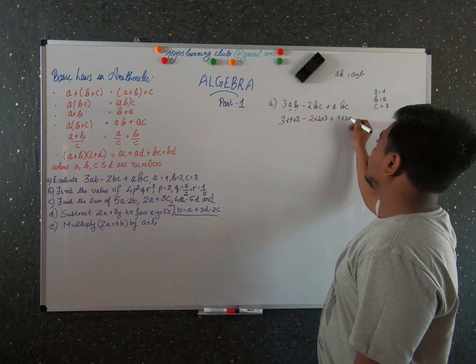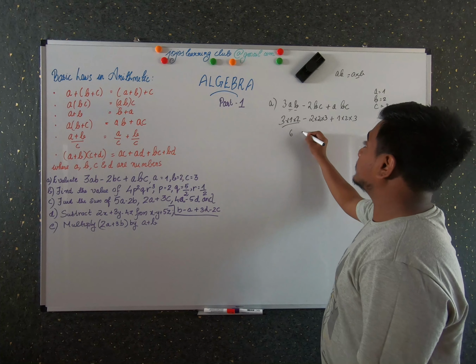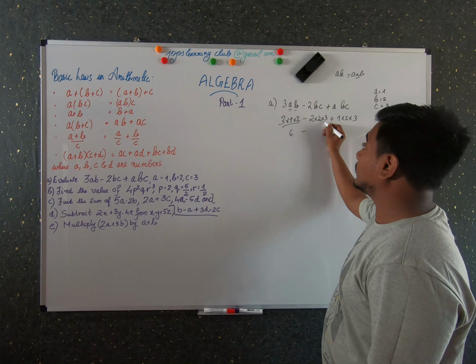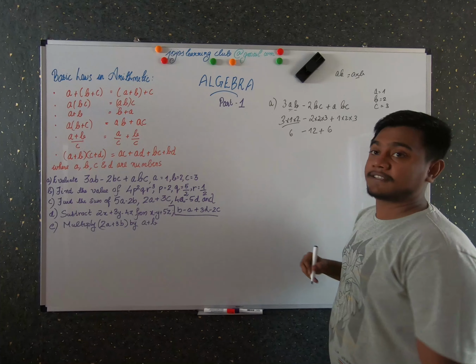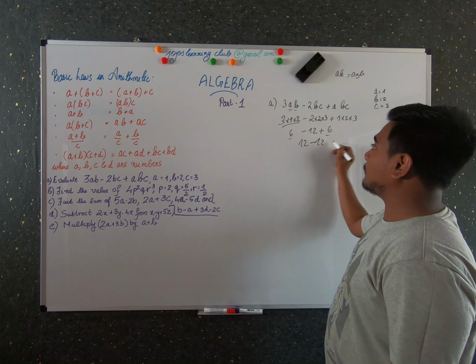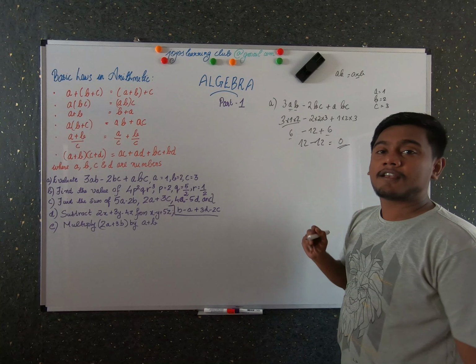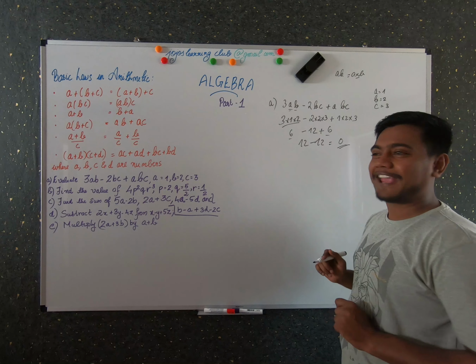1 into 2 into 3, right? So 3 times 2, 6, 6 minus 4 into 3, 12 plus 6. So 6 and 6 is 12. 12 minus 12, the value of this is 0. So this is how you evaluate using algebraic expressions.